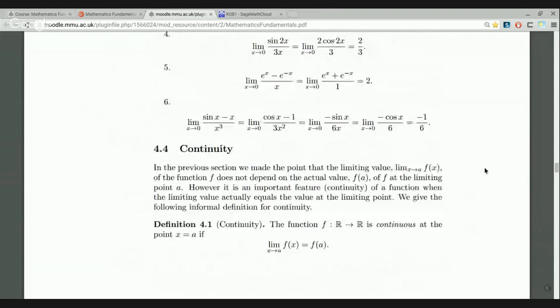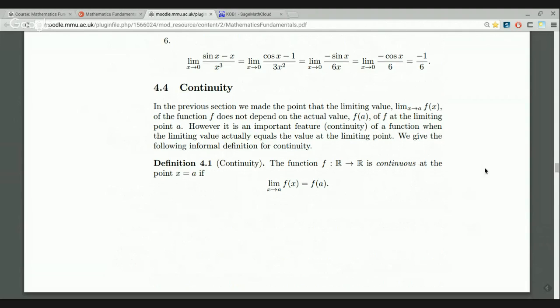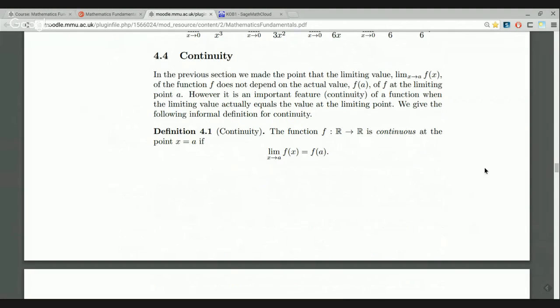But that's not to say that there shouldn't be a relationship between the two. Okay? So continuity is a property that functions might have. It's considered a nice property of functions. So functions that are continuous are well behaved in a certain sense. Being not continuous is kind of bad behavior or awkward behavior for a function in a way.